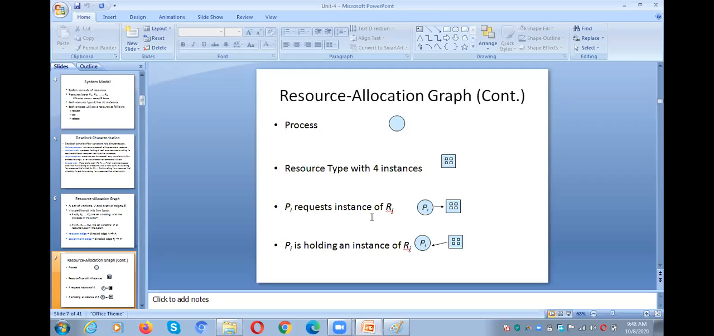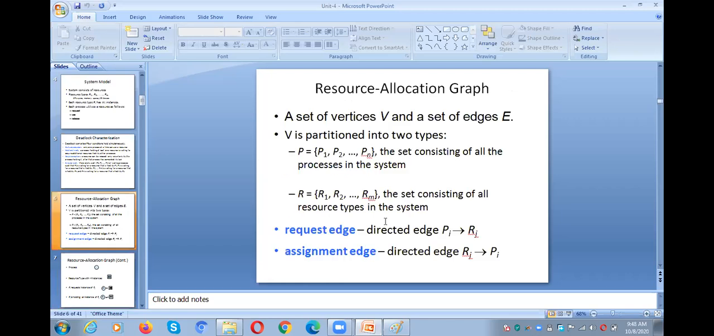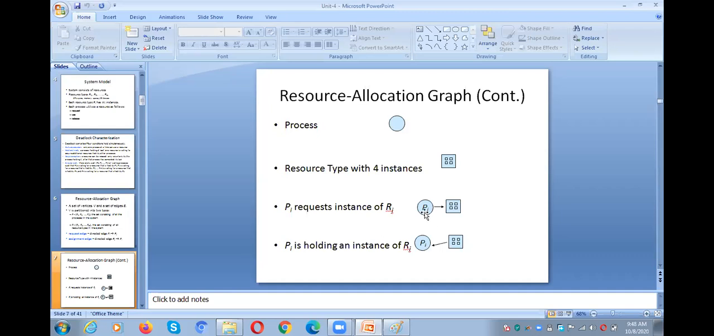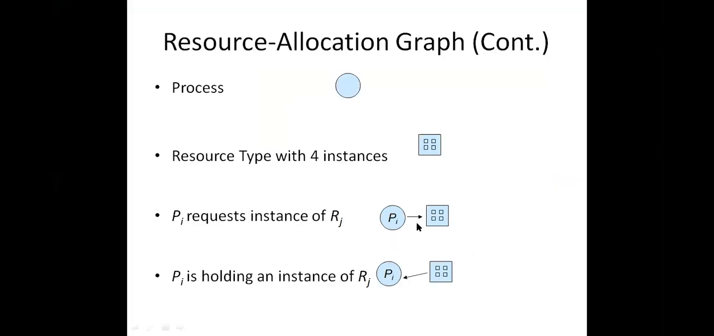And then what is a request edge? What is an assignment edge? I already told you there are two types of edges: request edge and assignment edge. Requesting means P1 is requesting for something. P1 is a process and this is a resource, right? So the arrow mark should be from process to resource. That means a process is requesting for a resource. So this type of edge is called request edge.